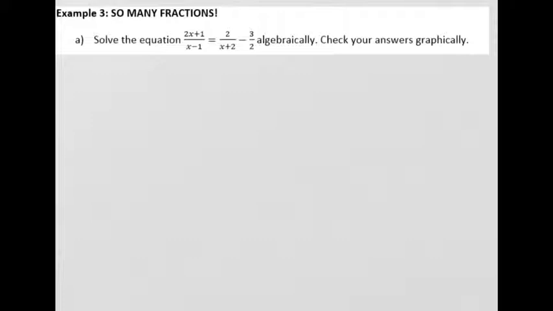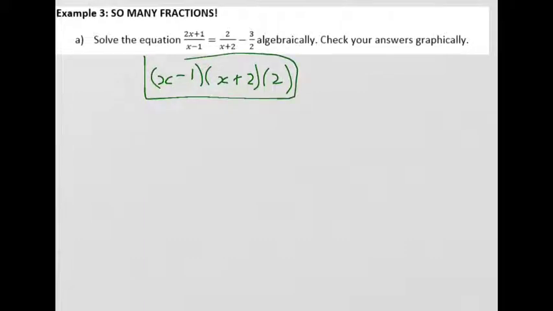One thing we can do, rather than going this guy, and then this guy, and then this guy, we can do them all at once. So we're going to multiply everything by this expression, essentially. Don't forget your non-permissible values. Yeah, we'll do that in a second. But this is what we call the least common denominator, right? We multiply everything by the LCD, the least common denominator.